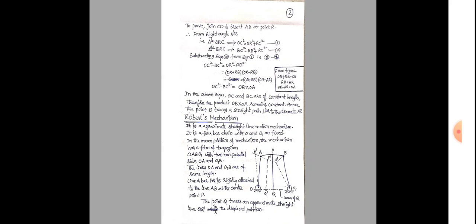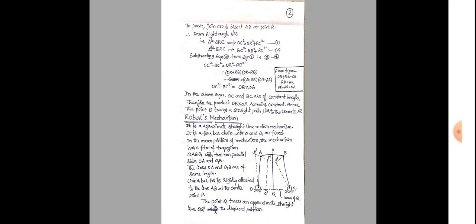Then the second one, classification: approximate straight line motion mechanism. Once again, though I listed the Watt mechanism, grasshopper mechanism, and Roberts mechanism, as far as the syllabus is concerned, there is only one approximate straight line motion mechanism, that is the Roberts mechanism. So the Roberts mechanism is an approximate straight line motion mechanism.